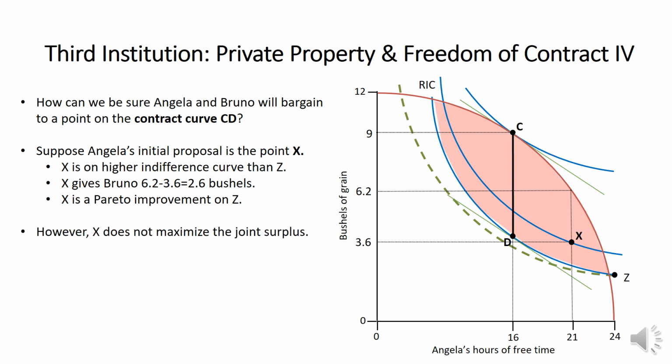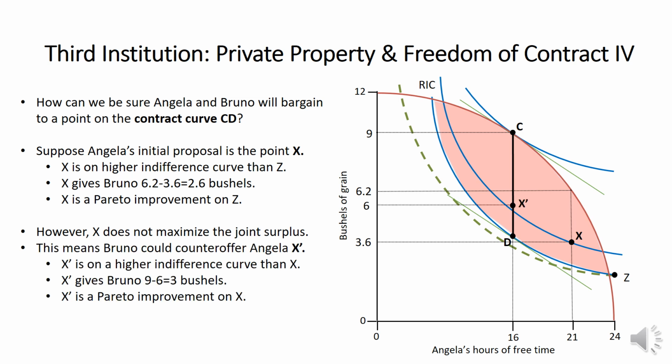However, X doesn't maximize the joint surplus, which only occurs along the contract curve CD. What that means is that Bruno could come back to Angela and make a counteroffer like X prime. And so X prime, as you can see, is above the indifference curve that X is on.